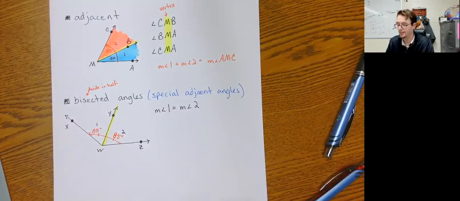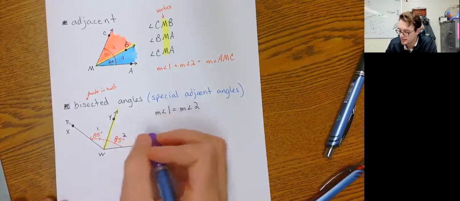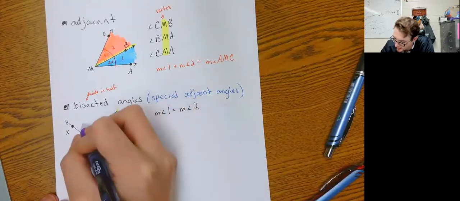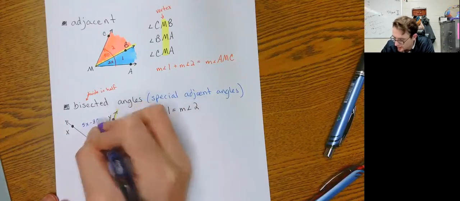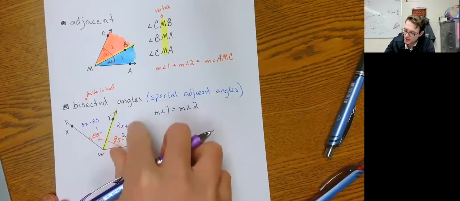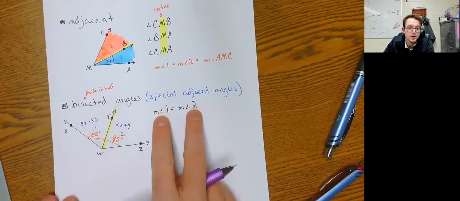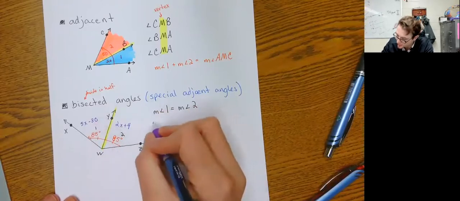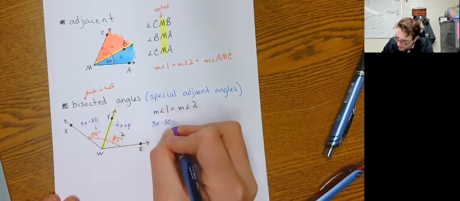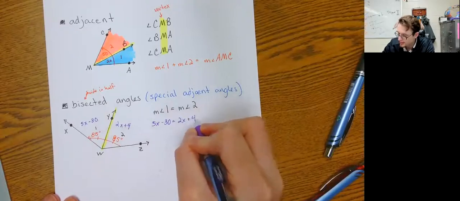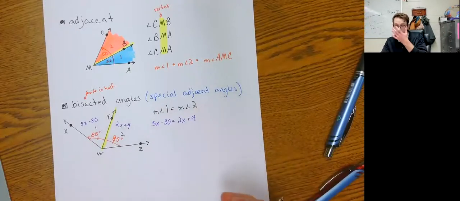All right, so another thing you might see is maybe something like 2x plus 4 over here and maybe 5x minus 30 over here. Well, what's special about this side and this side? Over here, I said that the two angles are equal to each other. So what I could do is substitution: the measure of angle 1 is 5x minus 30, so 5x minus 30 equals the measure of angle 2, which is 2x plus 4. And then you could solve for x.